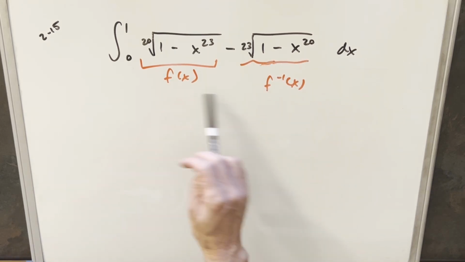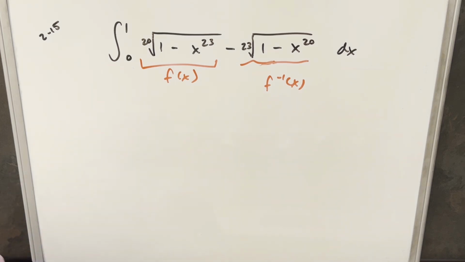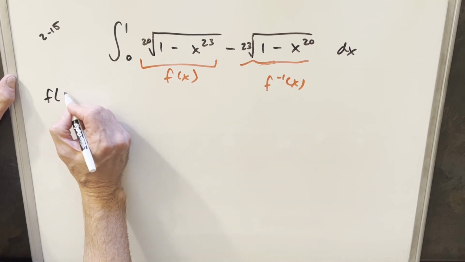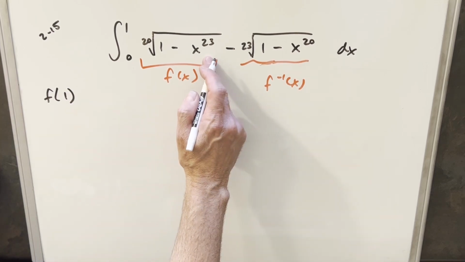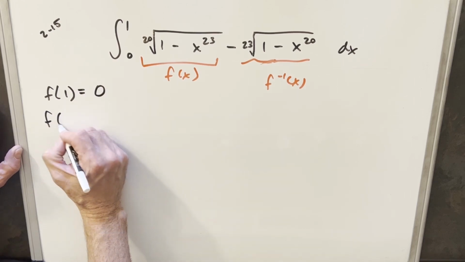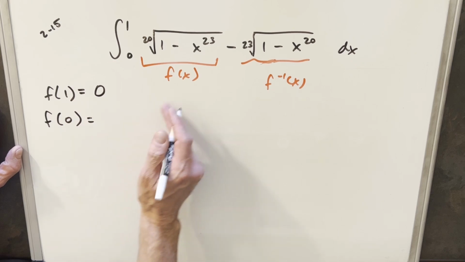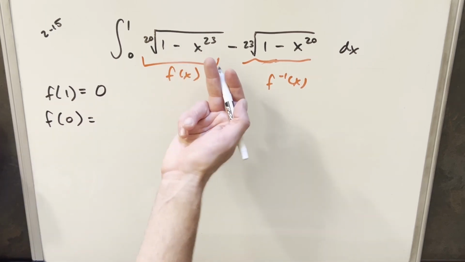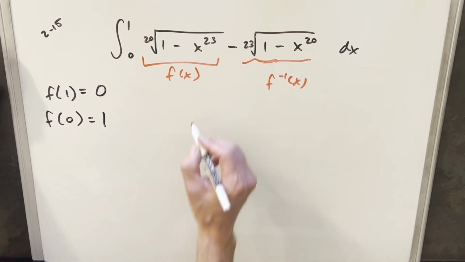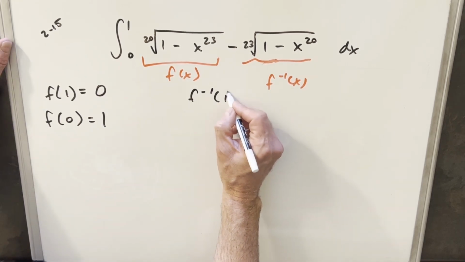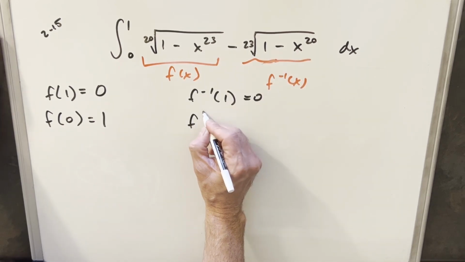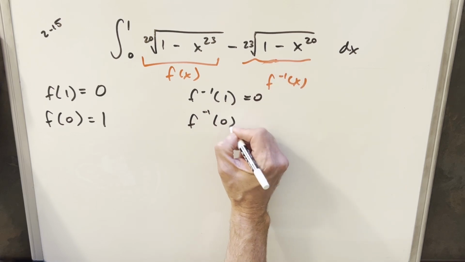Now that we've established that these two are inverses, I want to check the endpoints in order to get a rough graph. First, let's look at f of 1. If you plug a 1 in here, this becomes 0, so f of 1 is just 0. Then we'll look at our other endpoint, f of 0. We plug this in, and 1 minus 0 is 1. It doesn't matter what the root is, so this is just 1. The exact same thing happens on the inverse: you plug a 1 in here, you get 0, and if you plug a 0 in here, you get 1.